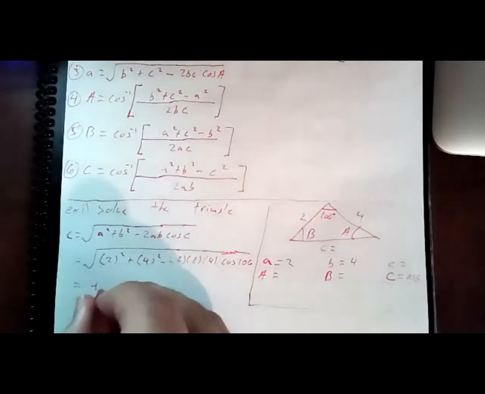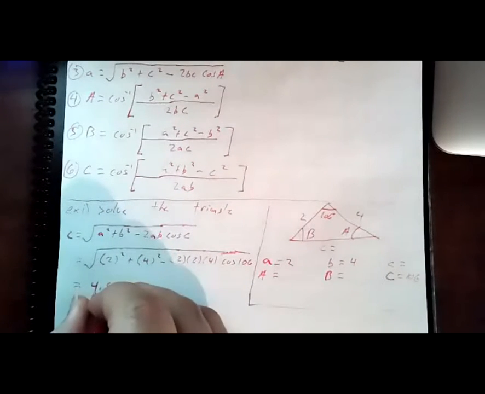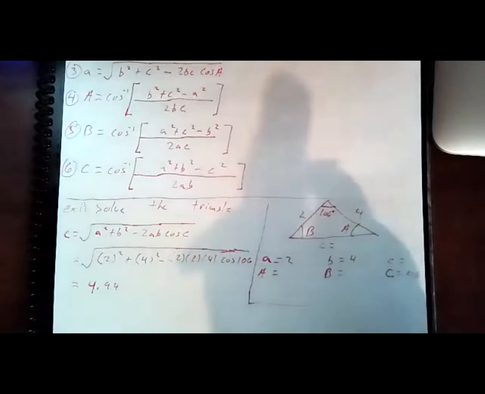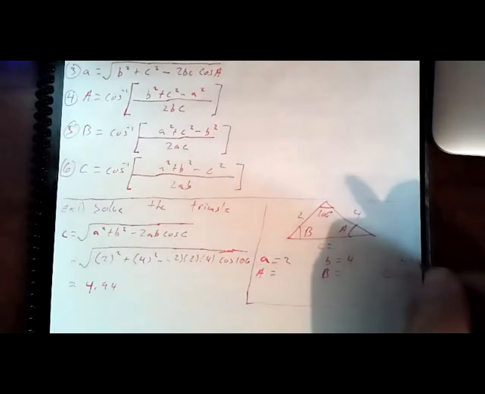So that would be what? 16, right? Cosine. Okay, I got 4.94. Me too. So that is my little c here, 4.94. Okay. So now I got all three sides, which is required to find the angles, right? Using the law of cosines. So I'm gonna find angle B now that I have these.